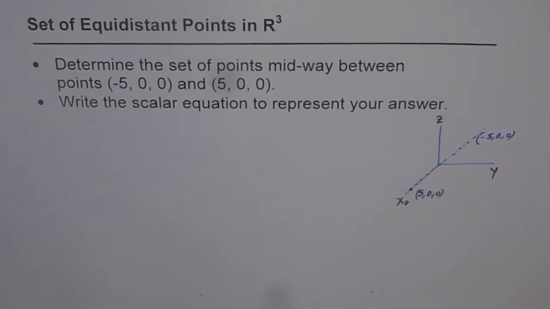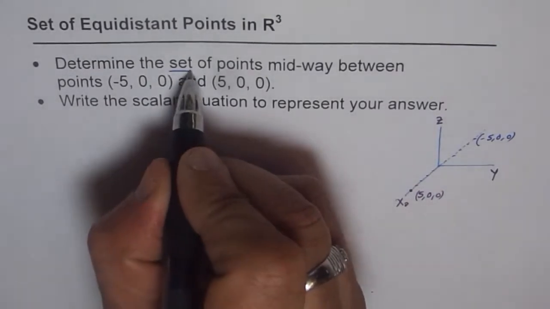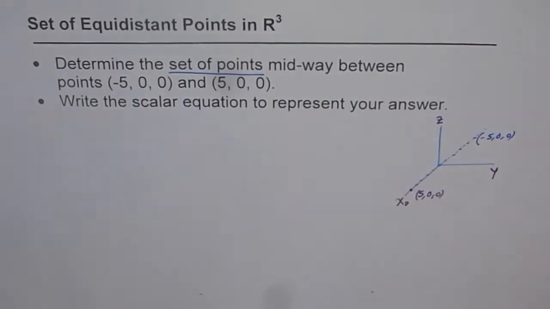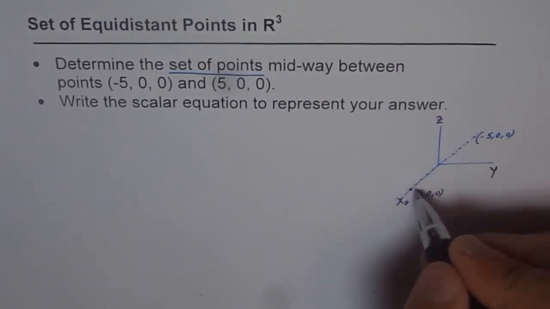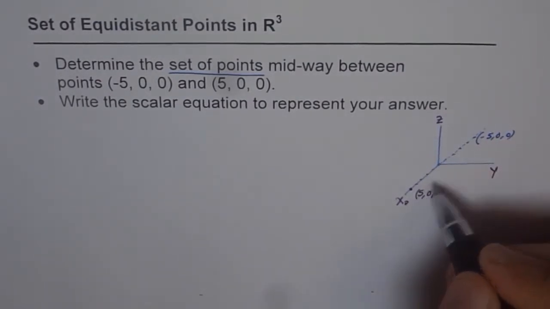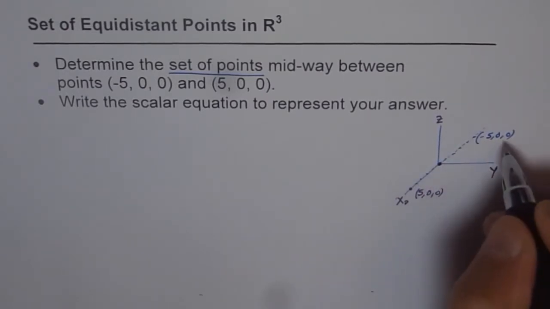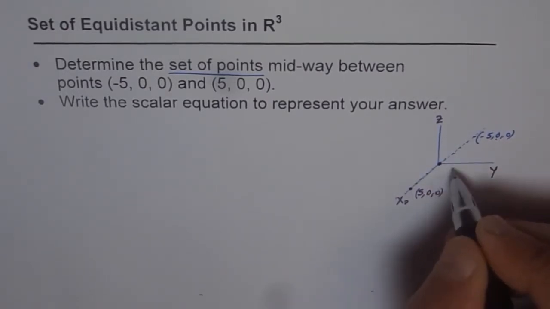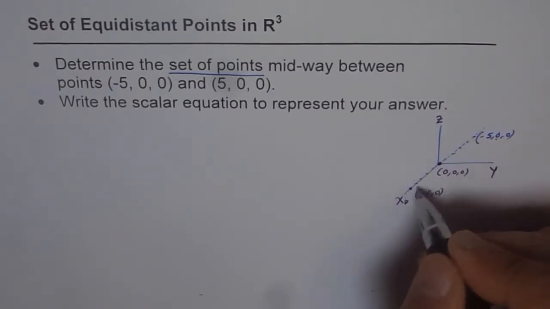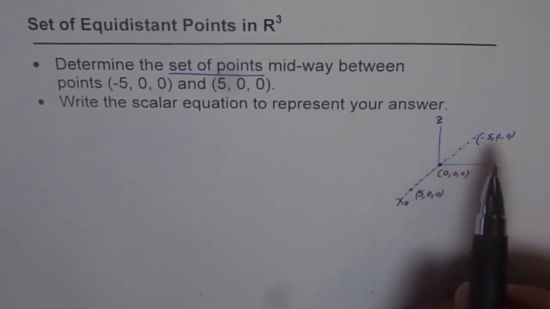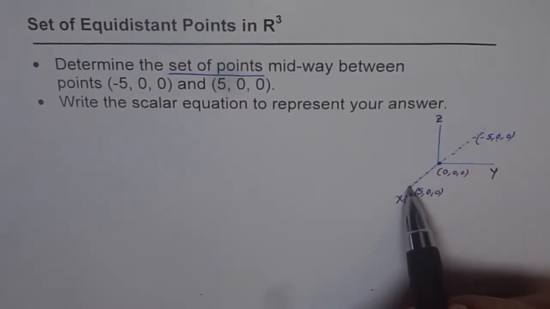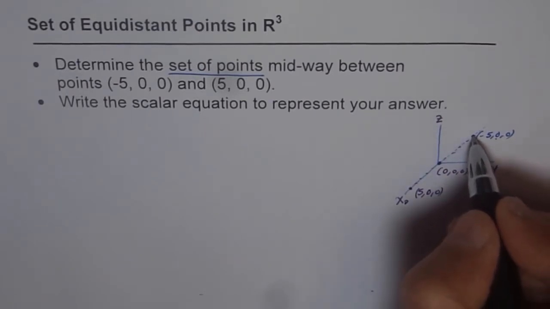Now we need to find a set of points. So the important thing here is set of points, correct? That means not just one midpoint. Of course, the midpoint is right in the center. We can add these values, divide by 2, so we get 0. Add these values, divide by 2, another 0. So the origin is the midpoint between these two points. Now, what is the set of points which are equidistant from these 2 points? That is what we need to figure out.